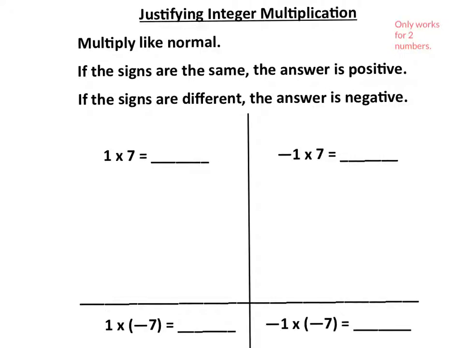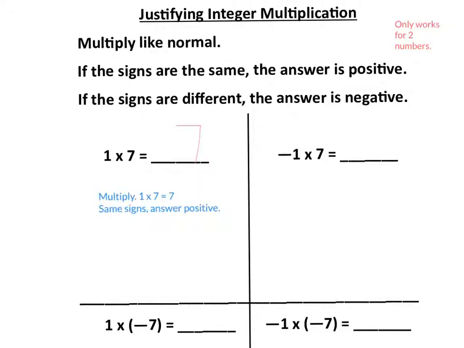So looking at the first problem, 1 times 7. Y'all are very intelligent young ladies and young gentlemen, and I know that y'all know that 1 times 7 is 7. However, let's go through the process of justifying our thought process. We know we need to multiply. 1 times 7 equals 7. Same signs. Answer positive. Isn't that nice and easy? Therefore, for 1 times 7, simply put, we know that the answer will be positive 7.